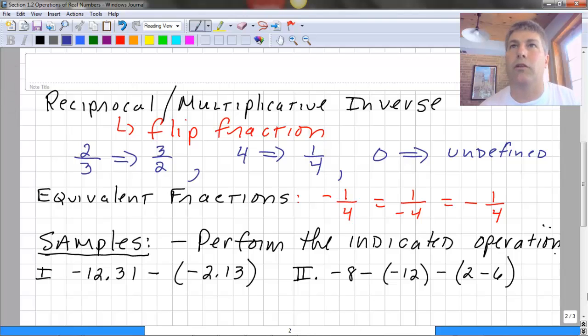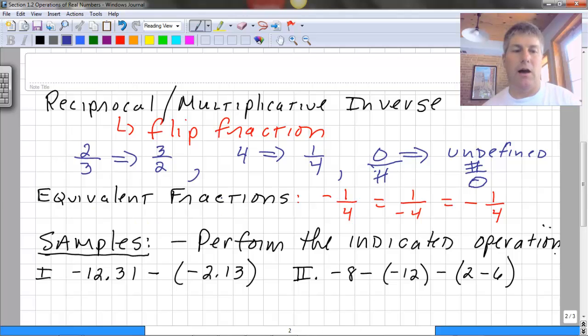And some more definitions. A reciprocal is also known as the multiplicative inverse, and that's simply flipping the fraction. As I said earlier, 2/3 becomes 3/2, or the reciprocal of 4 is 1/4. The reciprocal of 0 over a number, doesn't matter what the number is: if we flip that, 0 goes to the bottom and the number goes to the top. So a number over 0 is undefined, or the reciprocal of 0 is undefined.